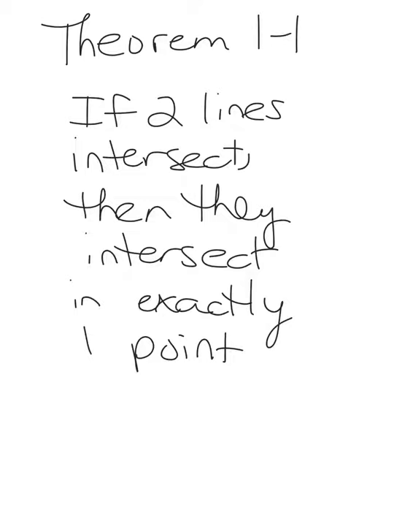So it says if 2 lines intersect, then they intersect at exactly 1 point. So if I draw 2 lines, this is one that you did a lot in your algebra course. They will only intersect in 1 point.